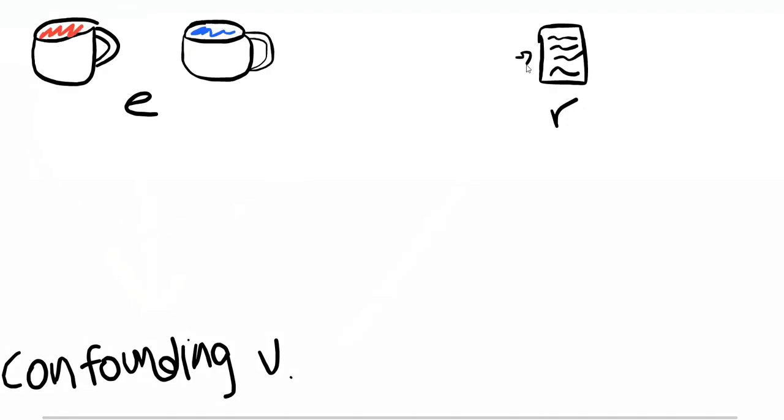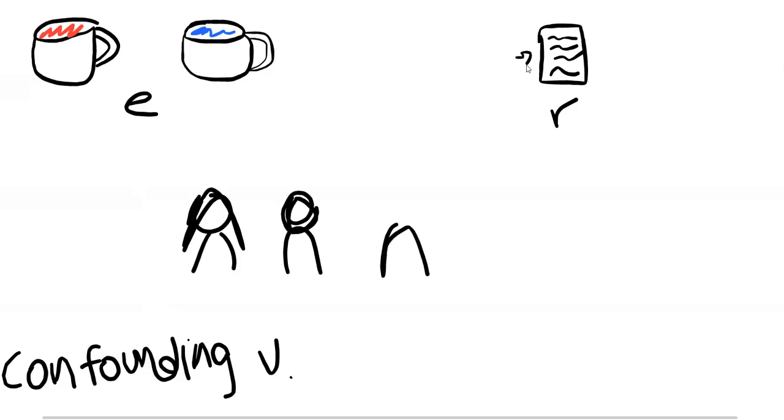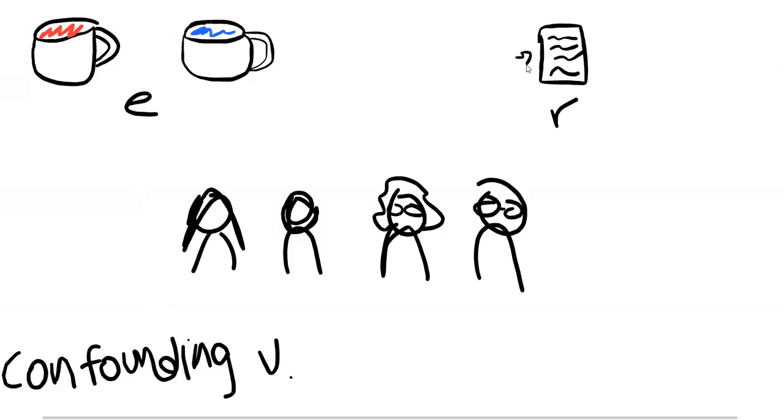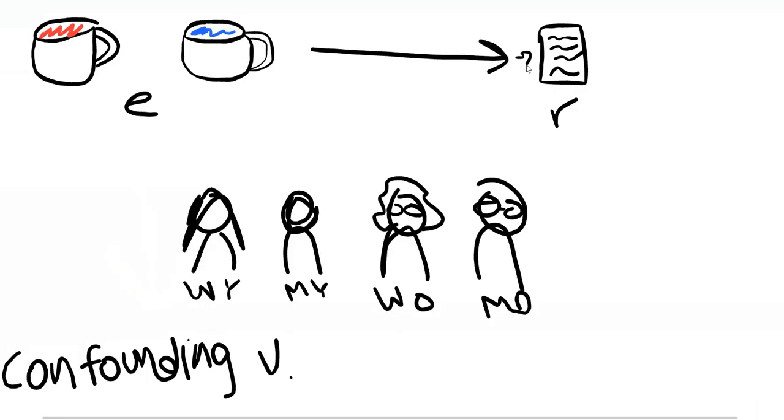So let's say that the people that are going to be tested on this, the people that will be given the coffee, let's say we have some young women, some young men, some old women, and then some old men. Okay, so woman young, man young, woman old, man old. All right, so these are the people that are going to be having the coffee, and we're going to see which one's better for this, right?